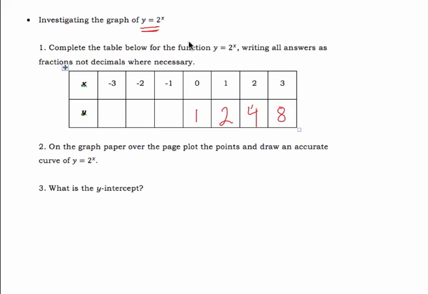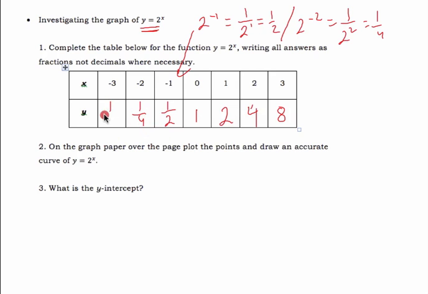Now let's go back to this one. 2 to the power of negative 1, if you remember your exponents, is the same as 1 over 2 to the power of 1, which equals a half. Over here we have 2 to the power of negative 2, which is 1 over 2 squared, which is a quarter. So you can see the pattern here. The next one's going to be 1/8. 2 to the power of 3 gives you 8, and 2 to the power of negative 3 gives you 1 over 8. These are just the reciprocals.